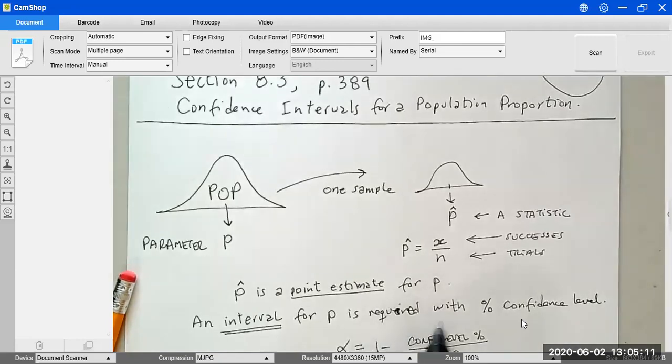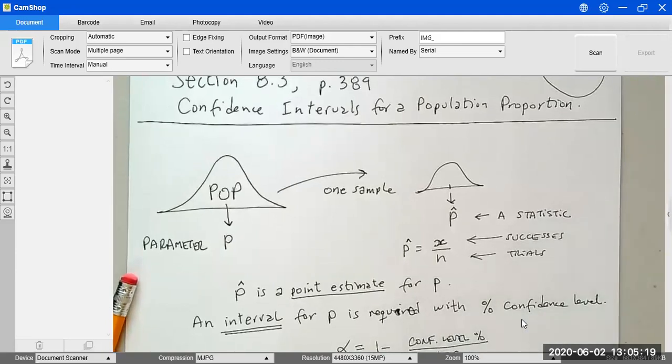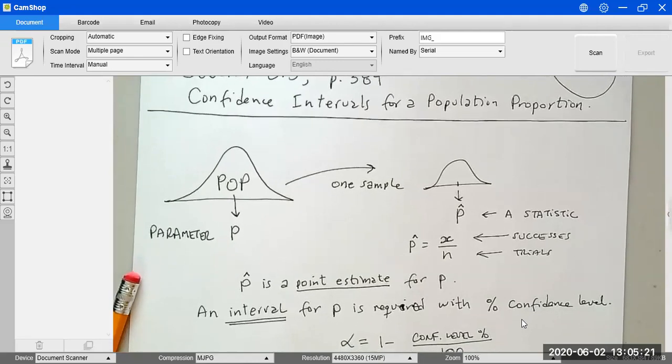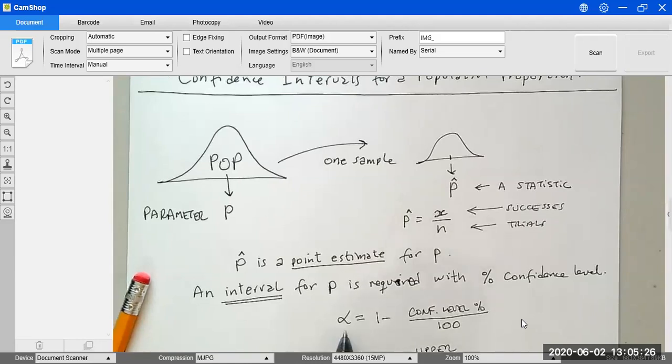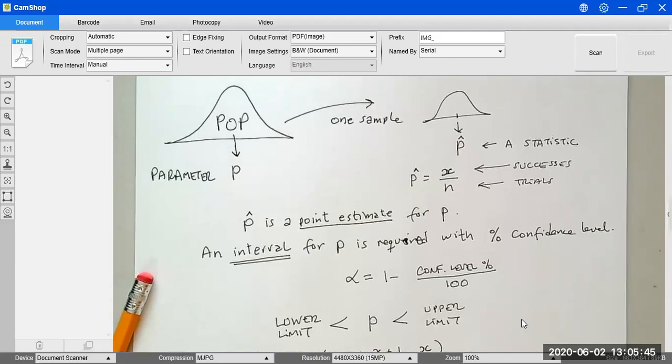And we want that interval to have a certain confidence level that is indicated by the percentage. So the most important quantity to find the interval is alpha, because alpha is based on the confidence level. If you don't determine the confidence level, then you are not going to be able to find any interval. So you divide the confidence level by 100 and you subtract that value from 1, and that is going to be alpha. Then we only need to find the lower limit and the upper limit.